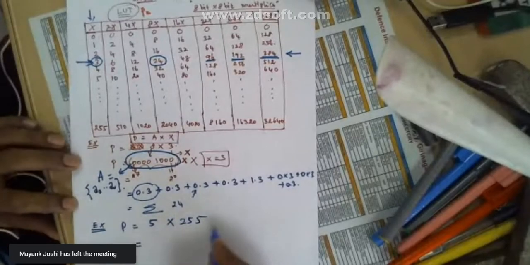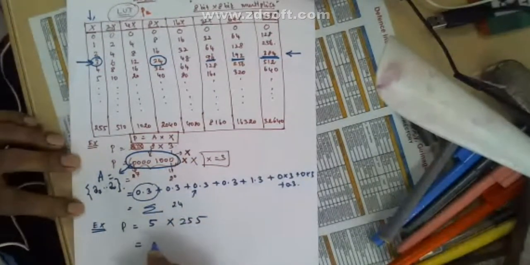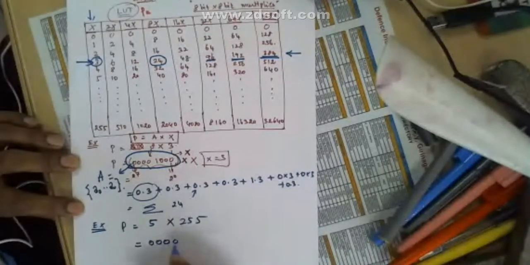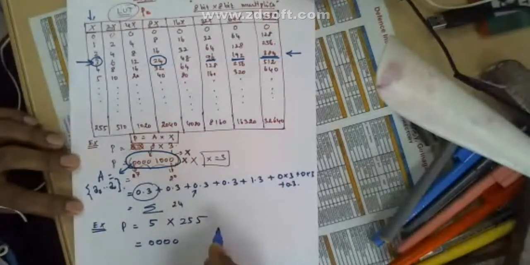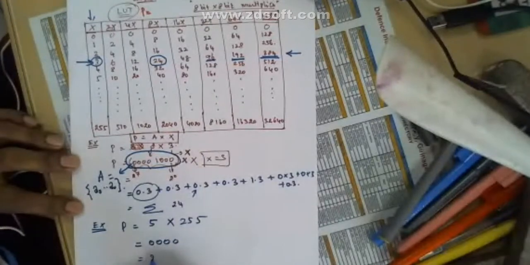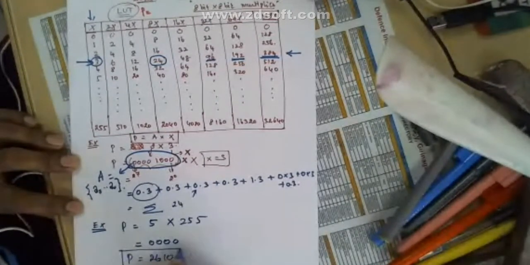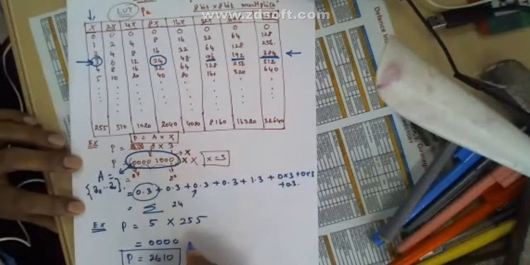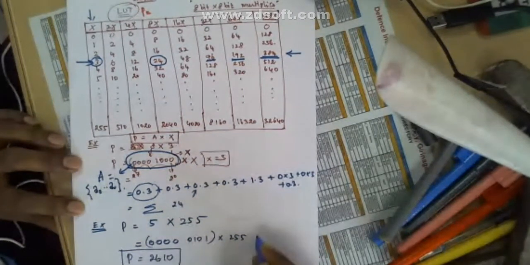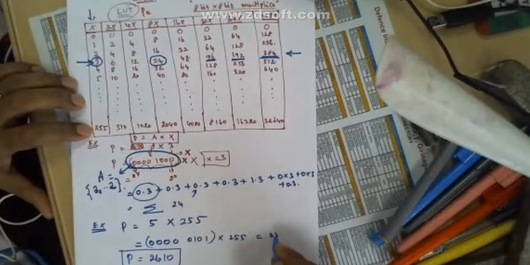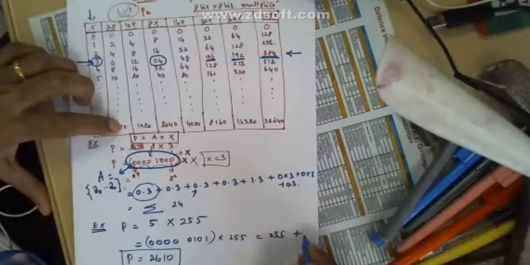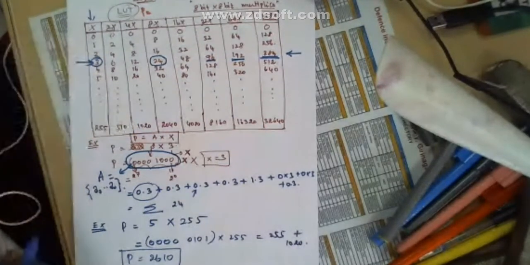You tell me the value for this one now. For 255, I am writing in 8-bit. P equal to 2610. Yes, sir. That means I will write it first: 0101 into 255. Right. That means what are the elements we need to add? This is the LSB. Therefore, 255 will be there. 255 plus 0, plus 1020, plus 0.